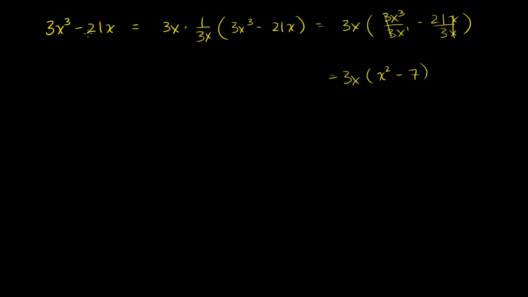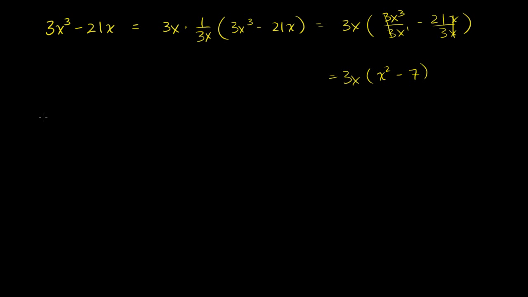And if you multiply them out, you're going to get 3x to the third minus 21x. Now, I went through all of these steps really just to show you exactly what I'm doing. But as we progress, your brain will just automatically say, hey, both of these are divisible by 3x. Let me factor out a 3x and then divide both of these terms by 3x to get x squared minus 7. Let's do another one.